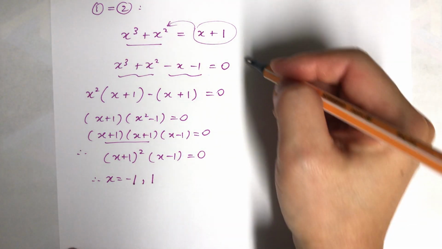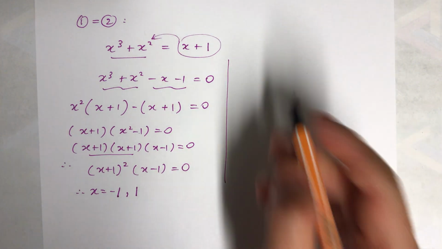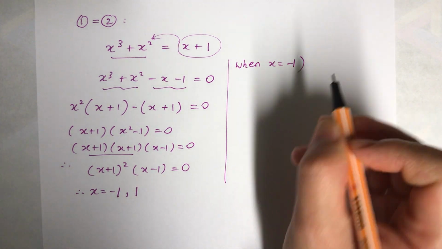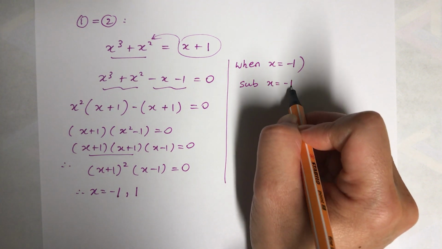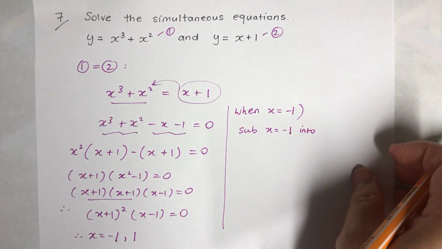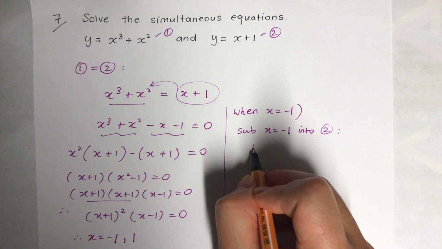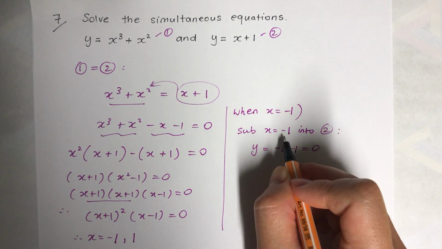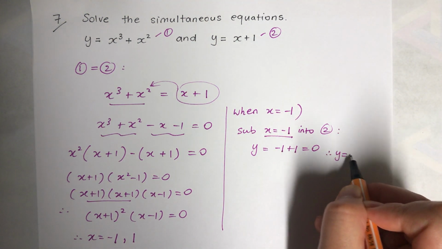Okay, so now I need to find when x equals minus 1, what's the y value. So I'm going to substitute x equals minus 1 into one of them. But oh, you can't see one of them. So I'm going to use 2 because it looks simpler. So y equals minus 1 plus 1 equals 0. So when x equals minus 1, y equals 0.